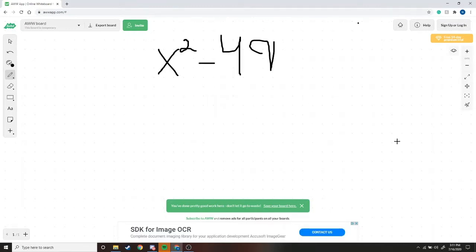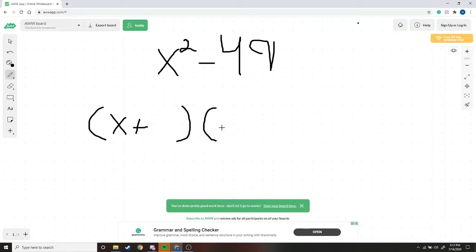Here we have x squared minus 49. We can tell that this is a perfect square because both terms are perfect squares. The exponent on the x is even, and it is separated by a negative sign. To factor this, we'll need two sets of parentheses. One will be x plus, and the other will be x minus. And I'll explain why in a bit.